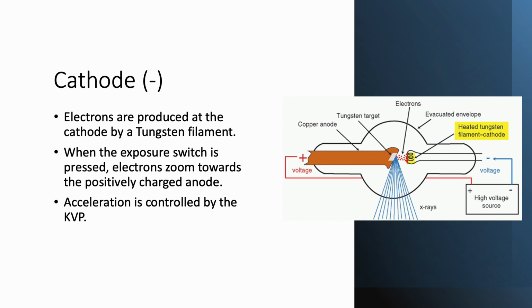When the exposure switch is pressed, the electrons go zooming across the x-ray tube towards the positively charged anode, and the acceleration of these electrons is controlled by the kVp.